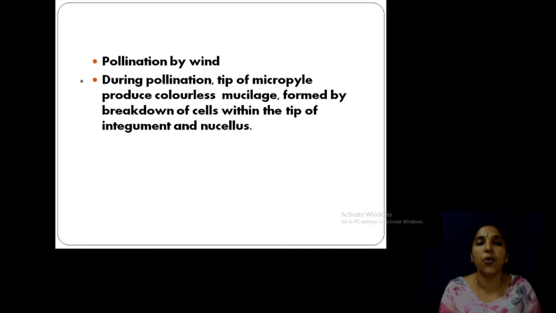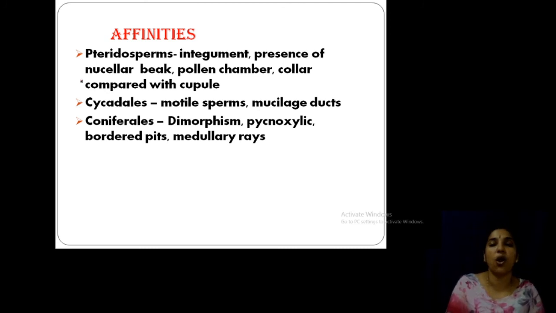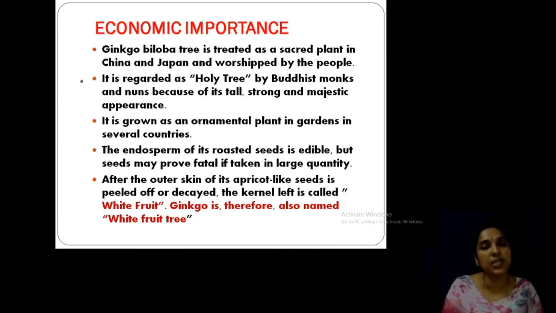Now, in Ginkgoales, pollination is by wind. During pollination, the tip of the micropyle usually produces a mucilage, in which the pollen grain is deposited. Clear? Then affinities. This group shows affinity with the pteridosperms in the case of integument, nucellar beak, pollen chamber, collar, etc. And Cycadales, Caytoniales have the same structure. Cycadales with the motile sperms, I already told you, and mucilage ducts. And Coniferales with the shoot dimorphism, dwarf shoot and long shoot, pycnoxylic wood, bordered pits and medullary rays.